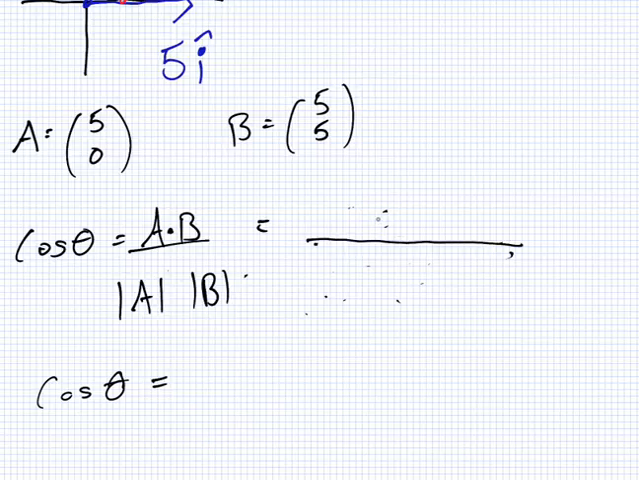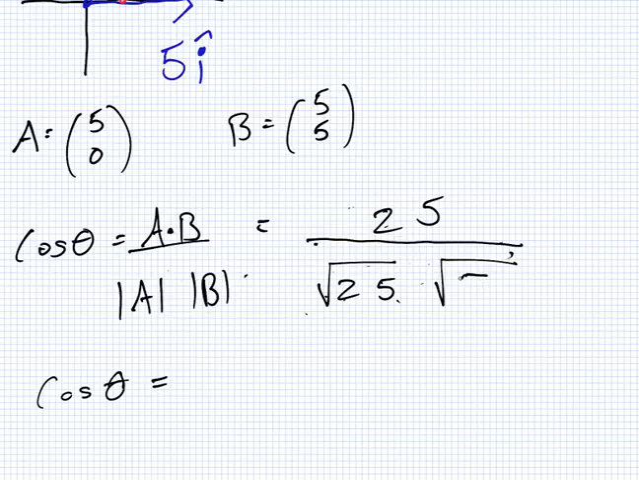A dot B is still 25. Now it's the magnitude of A, which is square root 25, and the magnitude of B, which is square root 50. If you type that in on your calculator, what do you get? 25 over root 25 root 50. Square root 2 over 2.